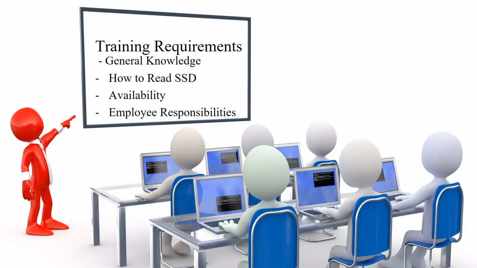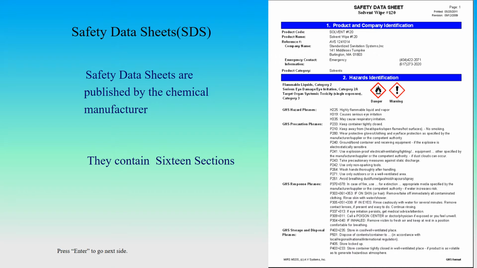Training requirements include general knowledge, how to read the safety data sheets, the availability of those safety data sheets, and employee responsibilities. Safety data sheets are published by the chemical manufacturer. They contain 16 sections.